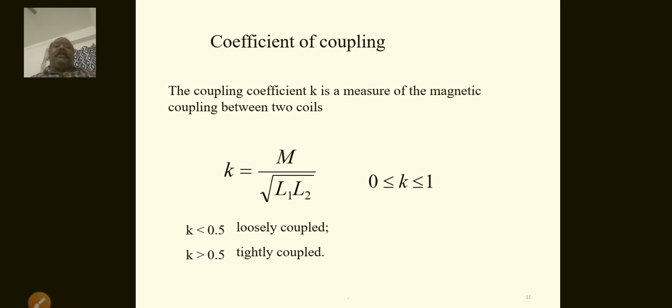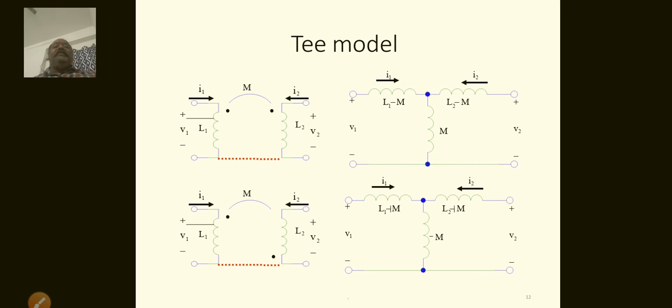If the coefficient of coupling is less than 0.5, what happens? Loosely coupled. If K is greater than 0.5, tightly coupled. This is the condition. If the coefficient of coupling increases, then mutual induction increases. If the coefficient of coupling decreases, mutual induction decreases. So tight and loose coupling depends on the value of K.